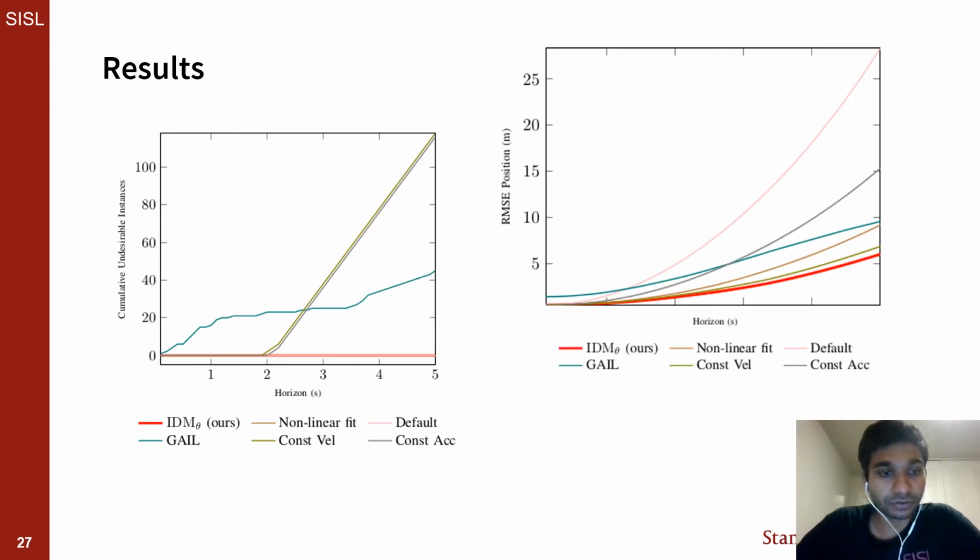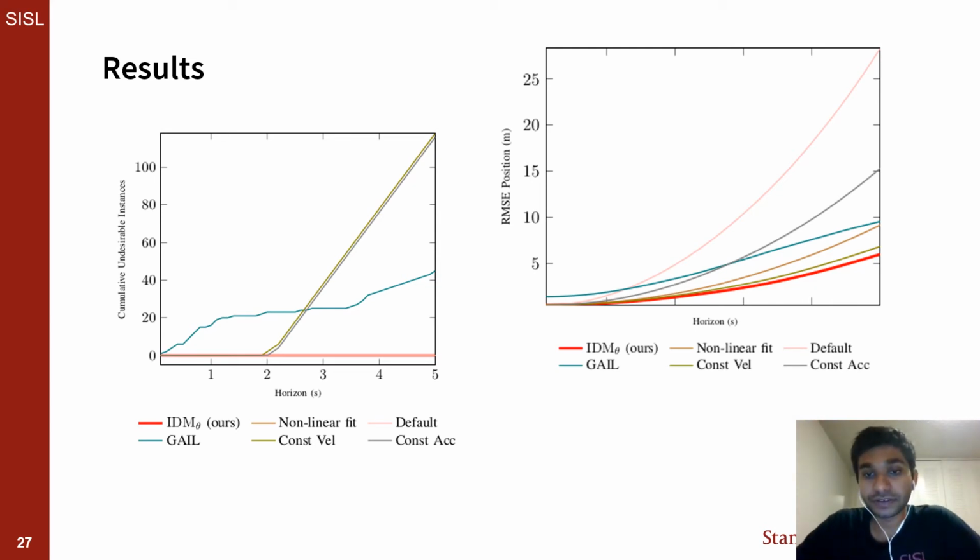The picture on the left shows the number of undesirable instances. Our model, which is IDM sub theta, is shown in the red here. And as we expect, all the intelligent driver model based approaches, including ours, show no collisions at all. This is great because, as we started off with, the safety is baked into the driver models, so the vehicles are collision free. On the other hand, approaches like the constant acceleration and constant velocity do show collisions because the vehicles don't react to the other agents around them. And the GAIL based approach, as shown in the blue here, also shows collisions, as we have seen in part 1 of this talk as well.